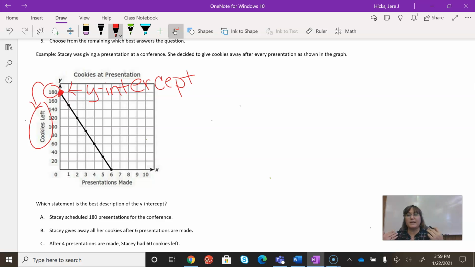Now I'm going to do the same thing as far as the x-intercept. The x-intercept is where that nice dark line is touching, crossing, or intersecting our horizontal x-axis. And I can see where that's happening, and I'm going to put that in a different color, green, right here at the 6. So I'm going to annotate and label that as our x-intercept.